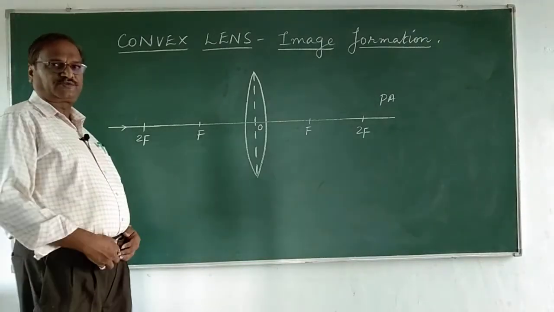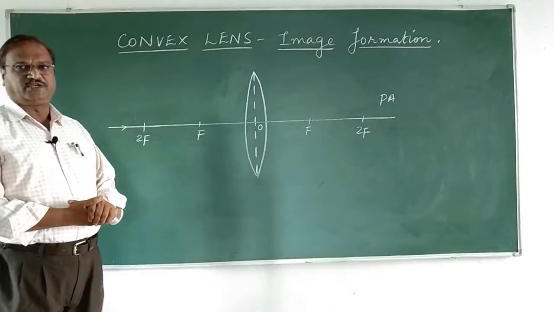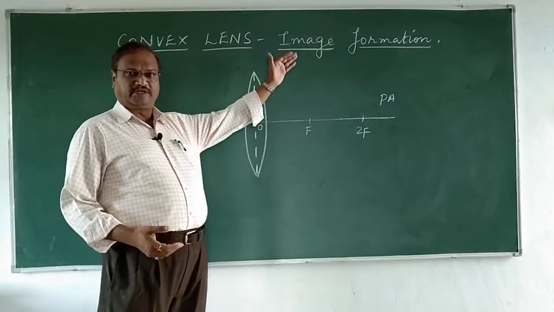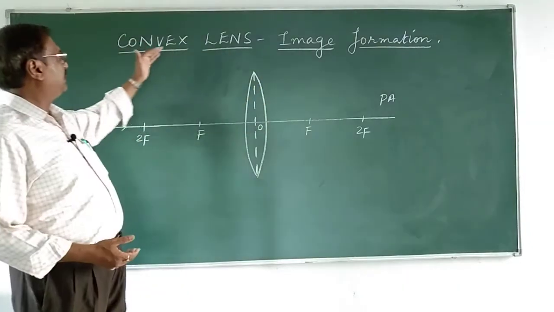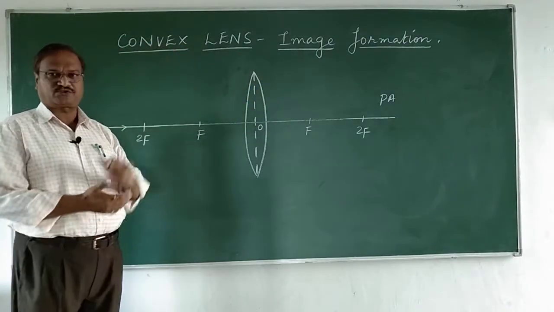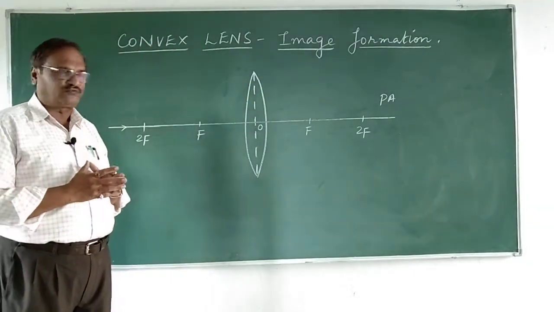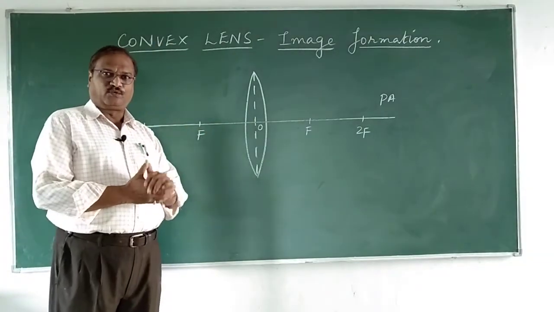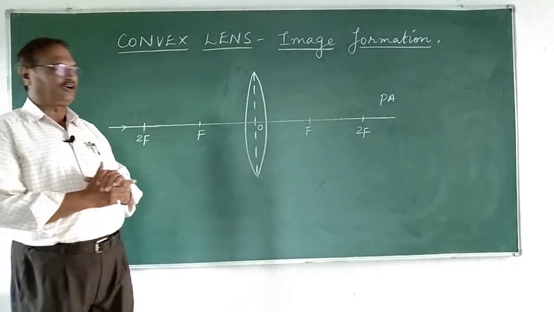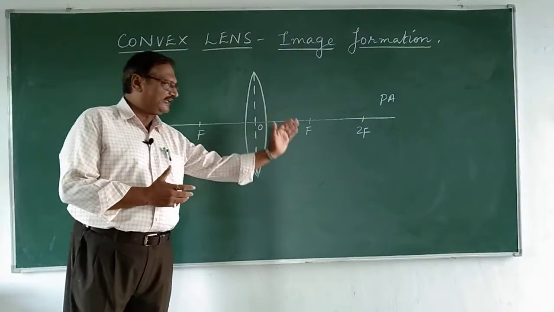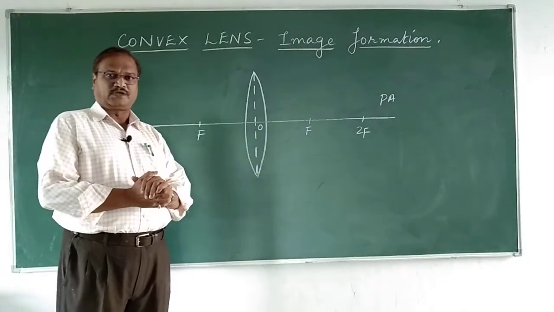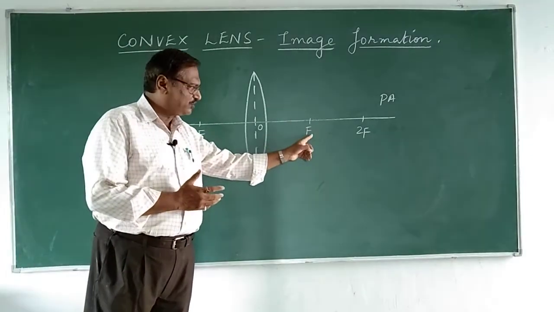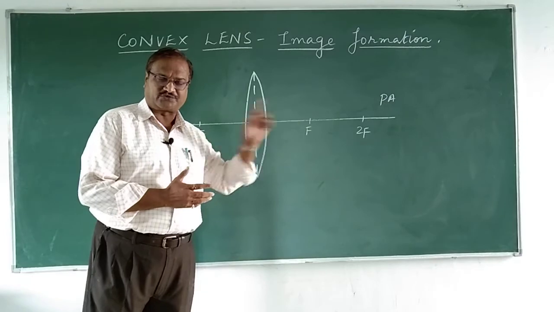Hello students, today in this video we will study the formation of an image with the help of a convex lens. How does the image form in a convex lens? Why convex lens? Because it has a real focus. The light comes from the left side and converges at a point called the focus.